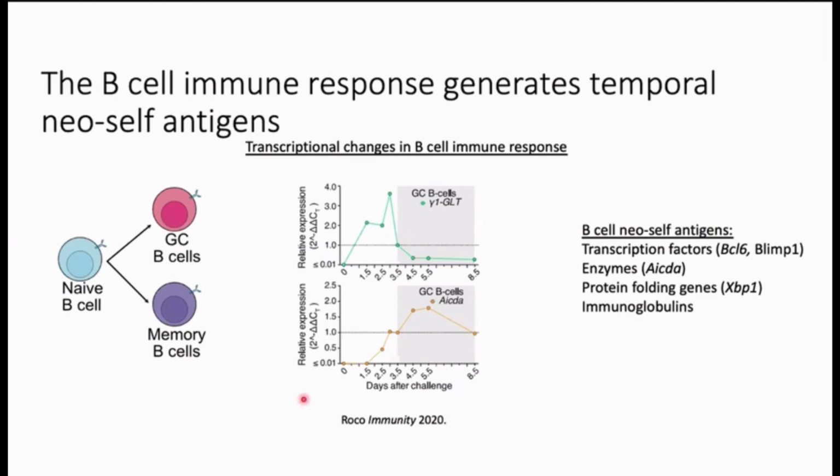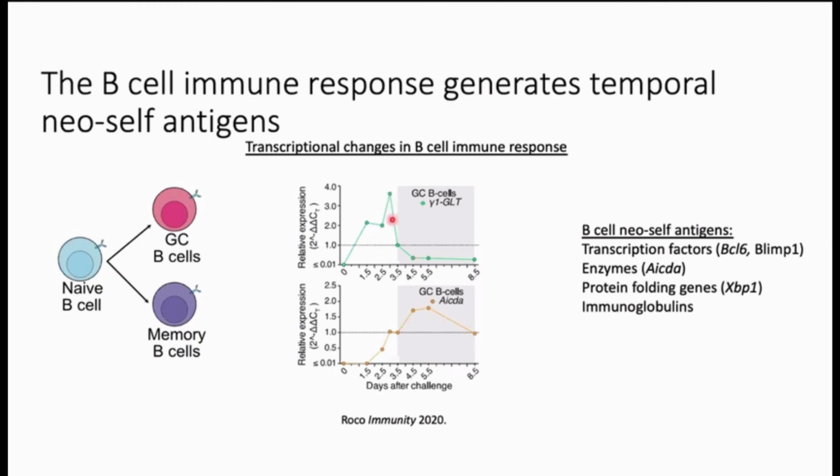This is a paper looking at the transcriptional changes during B-cell immune responses, looking at mRNA levels. Between 0 and day 8.5, they immunized the mice to generate a germinal center B-cell response, which is shown in this gray area. When looking at these particular genes that are generated in the germinal center, you can see that on different days there's a massive increase in the mRNA levels. That's likely also related to protein levels.